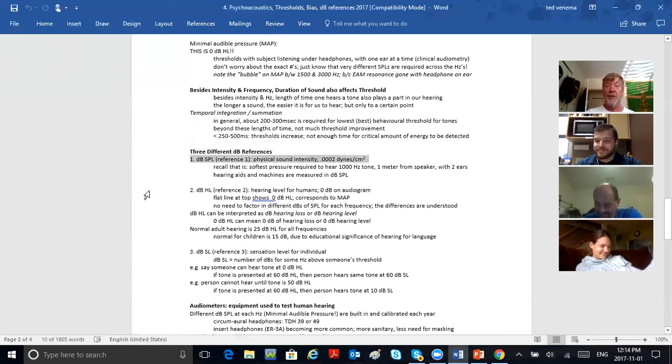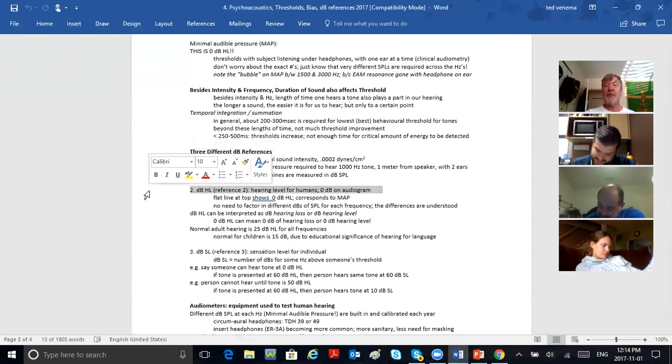Number 2. Second reference, dBHL. 0 dB on an audiogram. The flat line at the top shows 0 dBHL, corresponds to minimal audible pressure. No longer need to factor in different dBs of SPL for each frequency. The differences are understood, and are built into your audiometer. They are built in. Okay, so 0 on the dial is actually very different SPL.